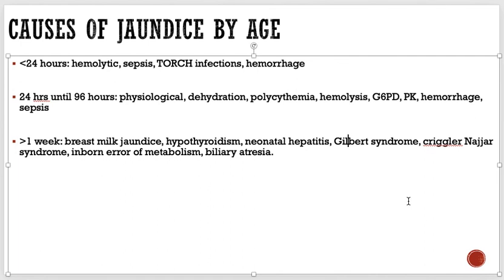And the main difference between Dubin-Johnson and Rotor syndrome is that in Dubin-Johnson syndrome, the liver is dark or black in color, whereas in Rotor syndrome, when we see the liver, it is normal tissue. There's no big difference. Again, it's an autosomal recessive condition, and again there is absence of some genes which causes this kind of condition.